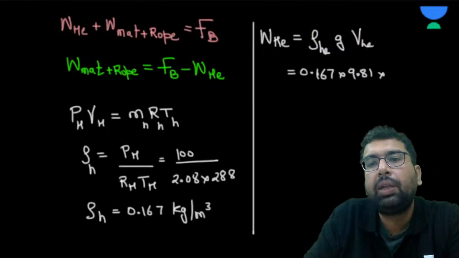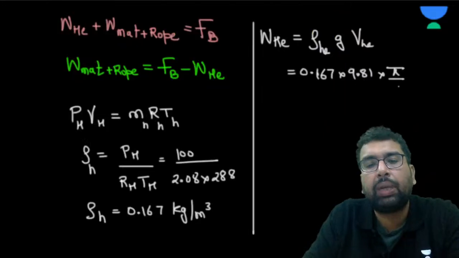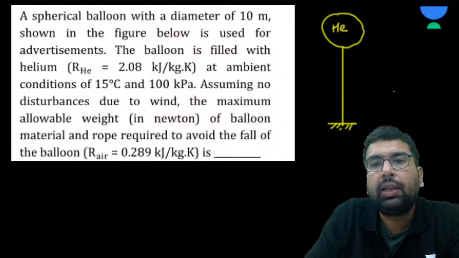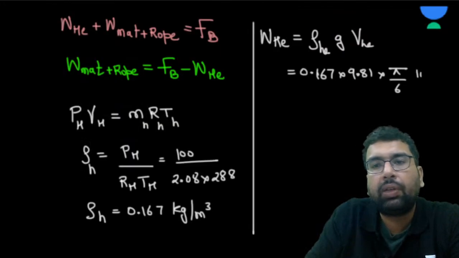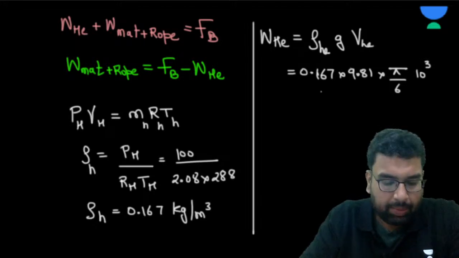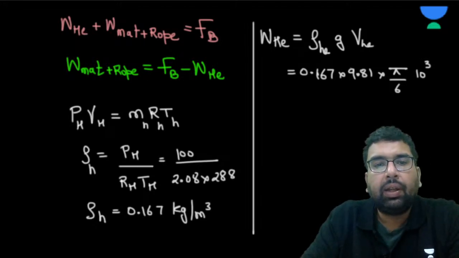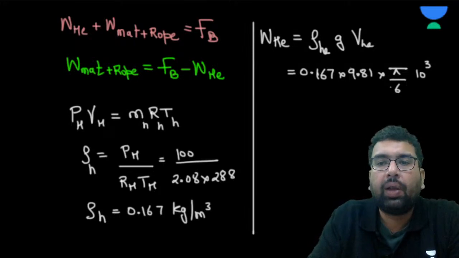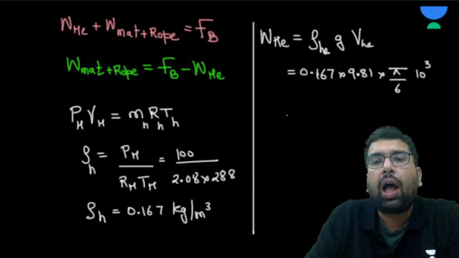So the diameter being 10 meters, this is going to be 4/3 π r³, or π/6 d³. So what is d? D is 10 meters. So let's take care of the units. Every unit we are putting rightly. So it will be π/6 of 10³, or you can use 4/3 π r³, whatever you want. From here you will get the weight of the helium.